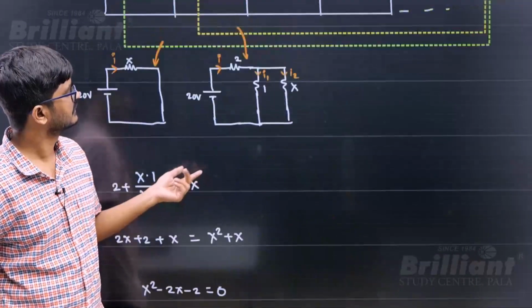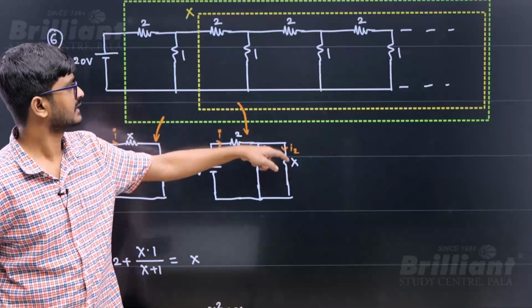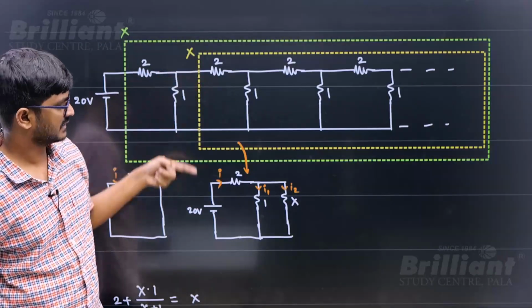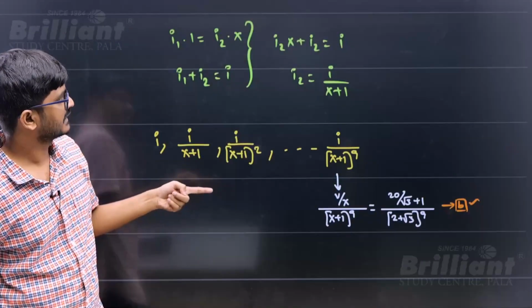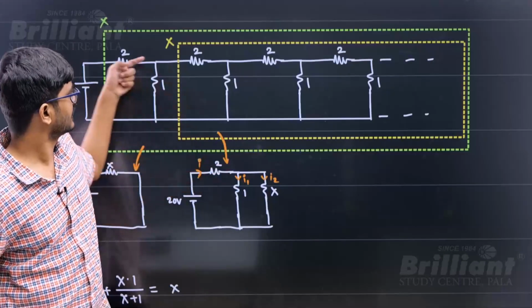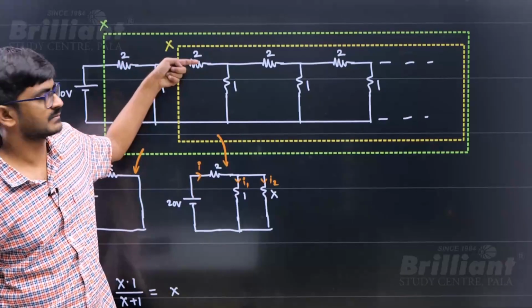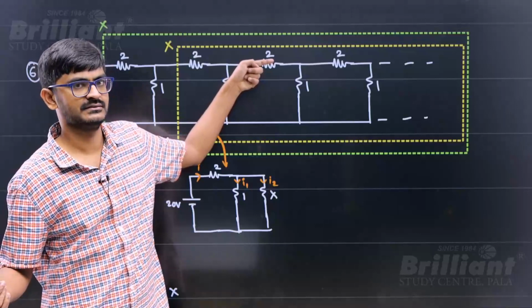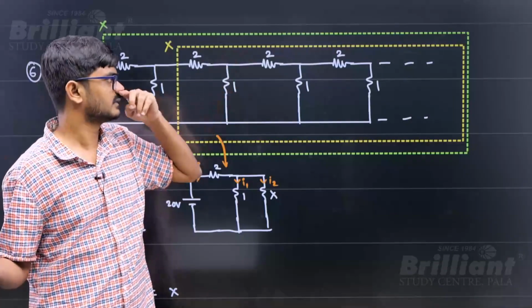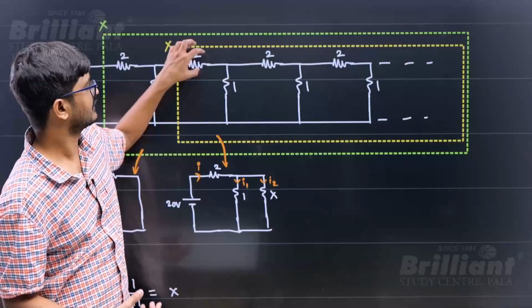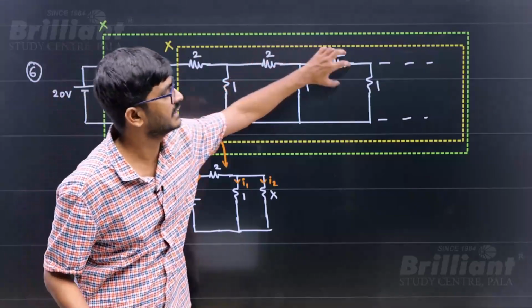Now what is I2? I2 is the current in this one. So current in this one will be I by x plus 1. That's what we got, right? So if the current coming is I, current going here is I by x plus 1. If this is I by x plus 1, this will be I by x plus 1 by x plus 1, right? So whatever this current, divided by x plus 1, again and again.